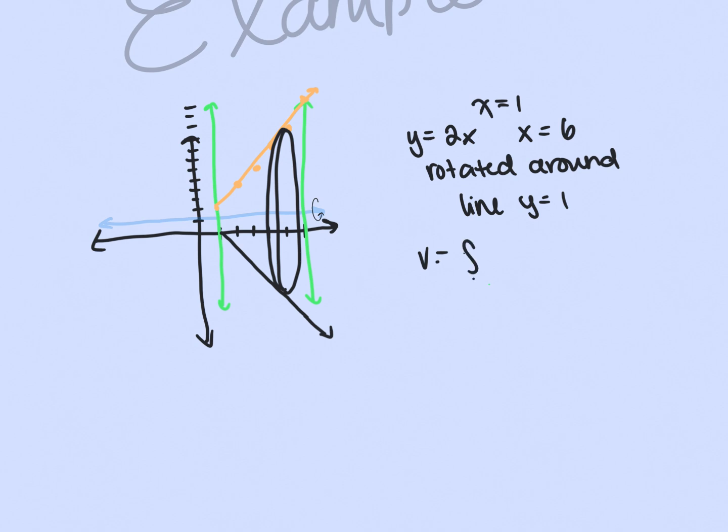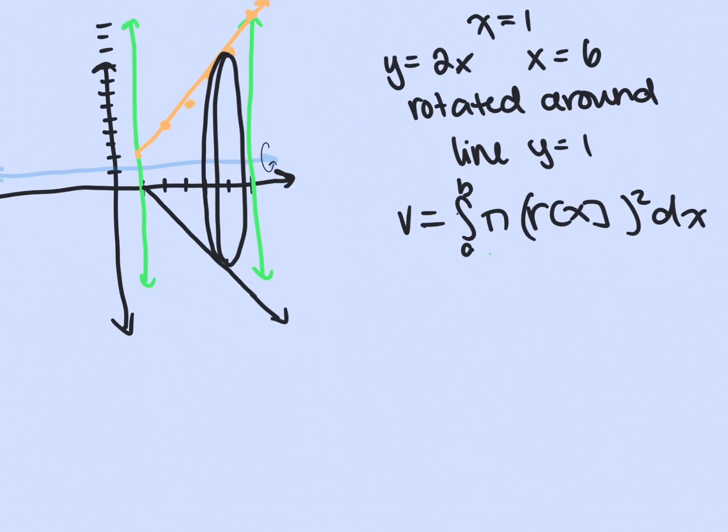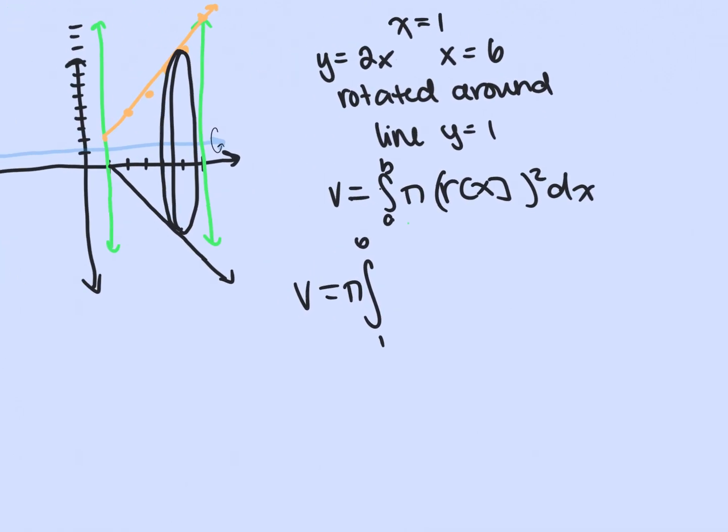Alright, next we need to figure out how to put everything into our formula, which is, remember, volume equals the integral from a to b of pi r squared. So first we need to find where we're integrating between. This one is clearly defined by our two lines, x equals 1 and x equals 6. So we're integrating between 1 and 6. I'm going to leave the pi out here just to make it easier for ourselves.